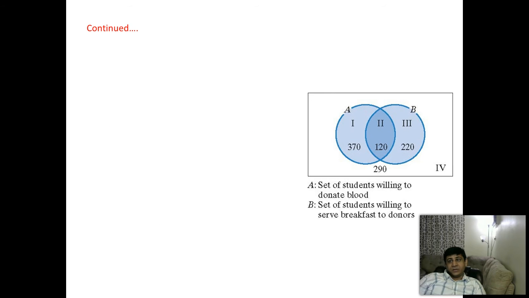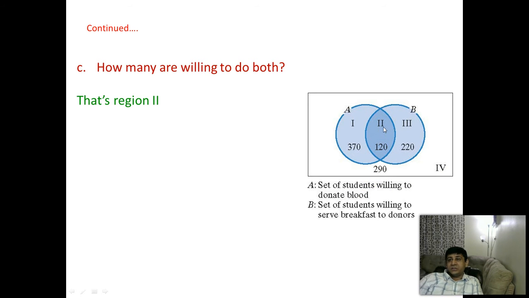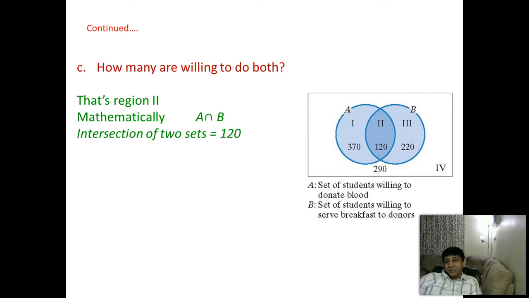Now the next question is, how many are willing to do both? That is the easiest question. This region 2 is the intersection, common to both: those who want to donate blood and those who want to serve in the breakfast. The middle region is the region which represents those students who are willing to do both. Mathematically speaking, this will be the intersection of A with B, and the intersection of the two sets comes out to be 120 students.